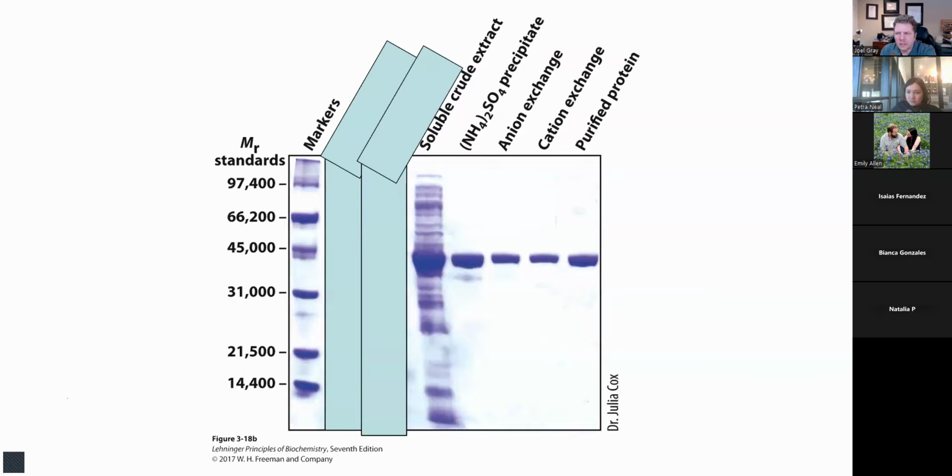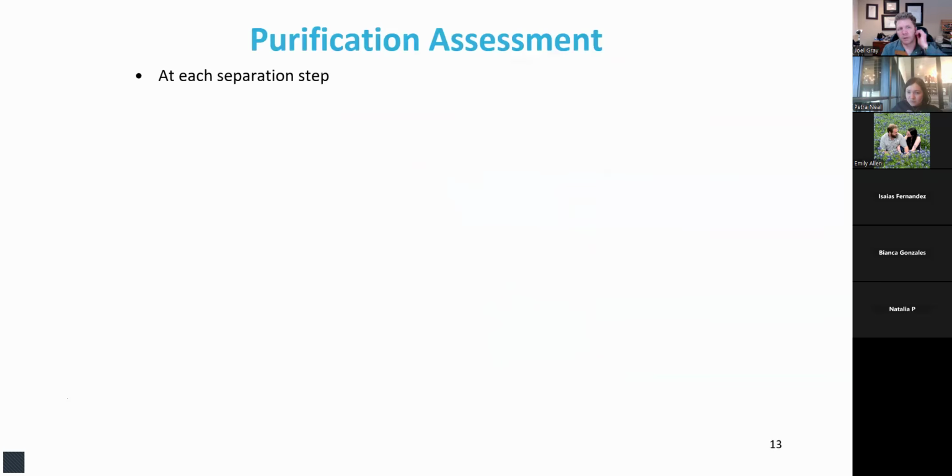I want you to look at this protein gel, and we're going to come back to it after this slide right here. So what we are trying to understand, and what I want you to leave today's lecture with, is some of the basic steps for purifying a protein.